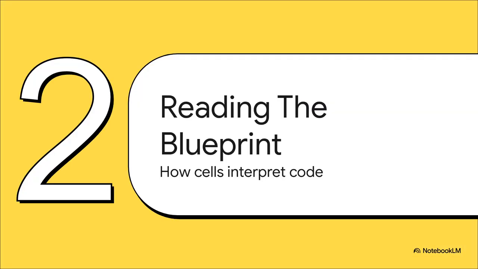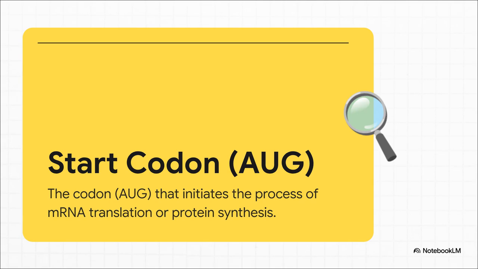All right, so we've got the words, the ingredients, and the final dish. But how does the cell actually read the recipe? Let's take a look at how this whole blueprint gets interpreted. Any good book needs punctuation, right? You need to know where a sentence begins. The genetic code is no different. You can't just start reading in the middle of a word. There's a special codon, AUG, that basically screams, start reading here.